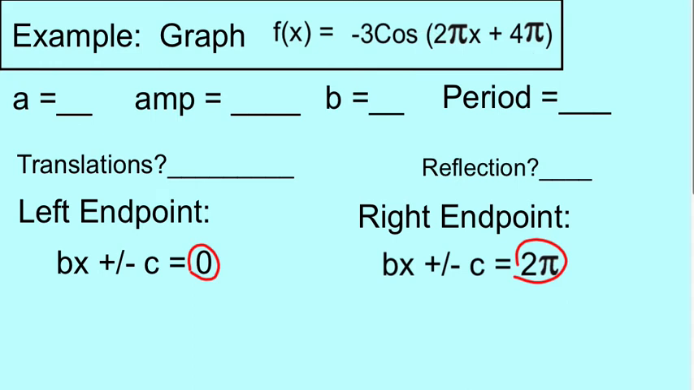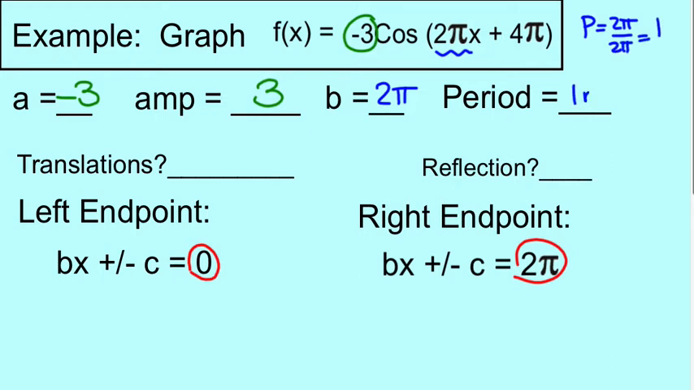First thing, -3. Take the absolute value of -3, and it is 3. So there's your amplitude. Here is your b. So b is 2 pi. So your period is going to be 2 pi over b. So your period is 1 radian.